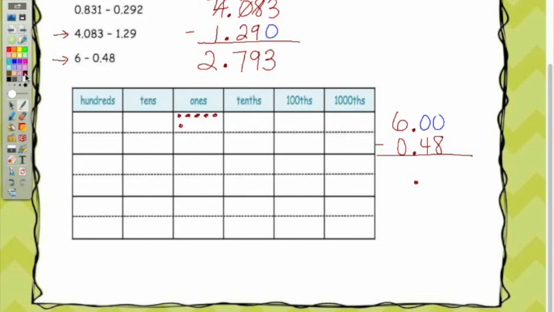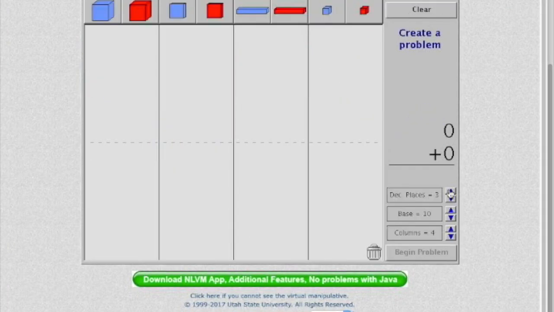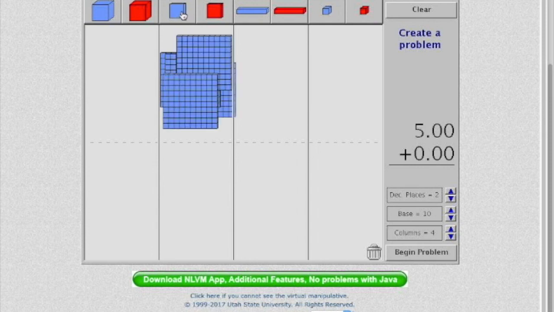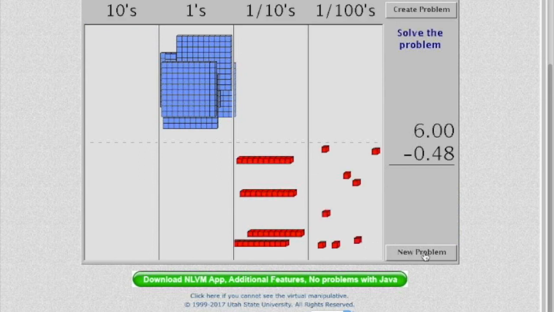Okay, so what does this look like? I'm going to show you over here first. So how many decimal place values? 2, right? Okay, and it's 6 ones minus 48 hundredths. And then hit begin problem. Now, what am I actually doing? Eyes up here. You know you cross the zeros off.